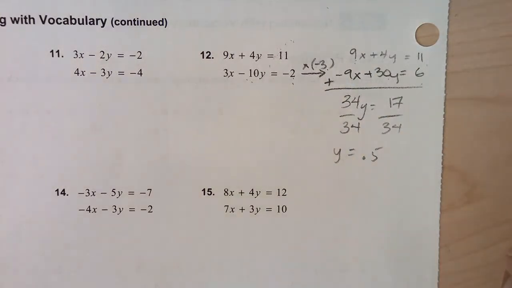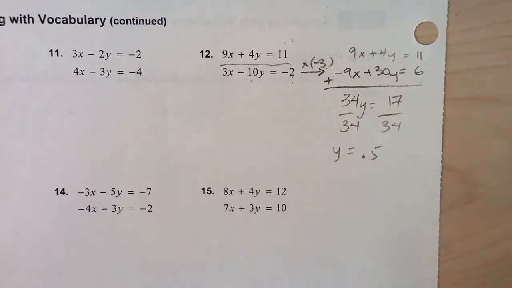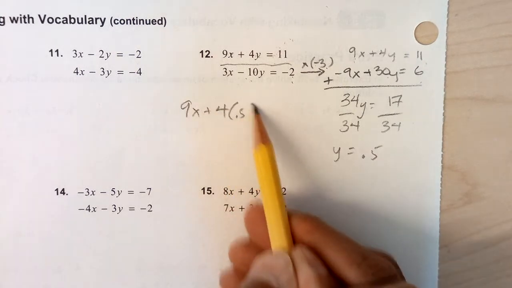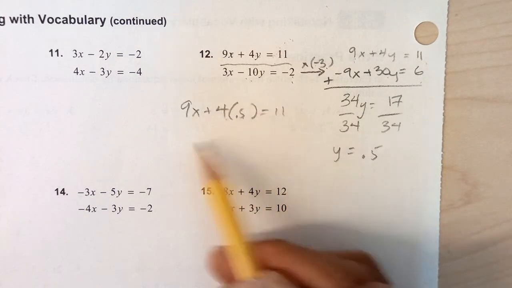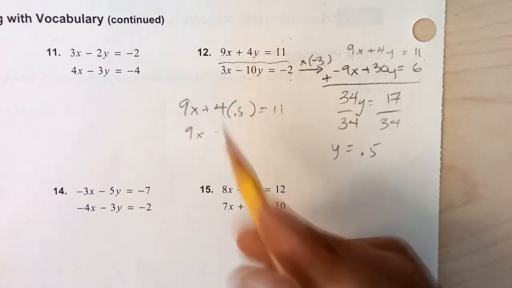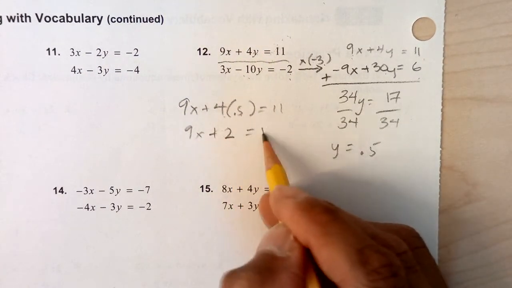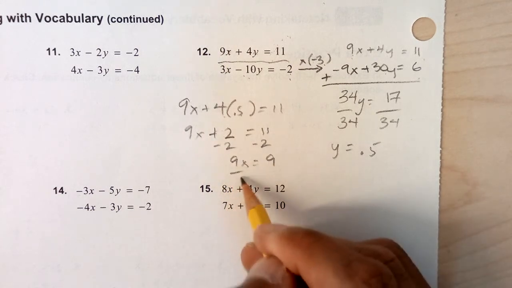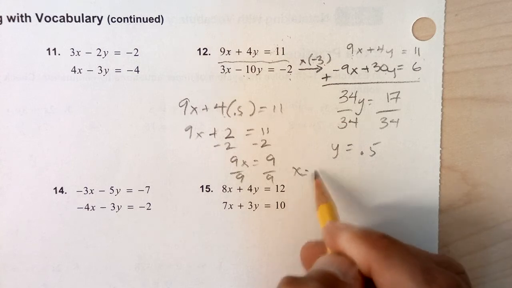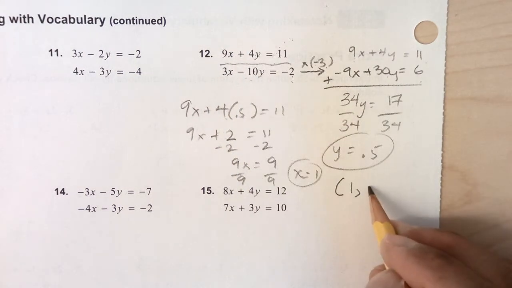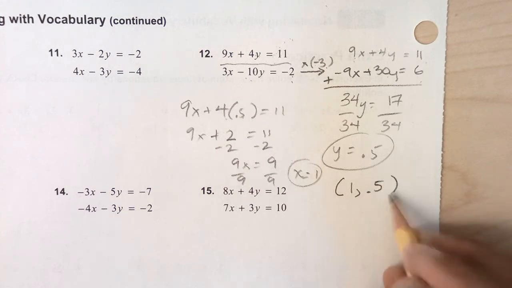I still need to find the value of x, so I can substitute that back into either of the equations. I'm going to choose the first equation. 9x plus 4 times 1/2 or 0.5 equals 11. 4 times 0.5 is 2, so 9x plus 2 equals 11. Subtract 2 from each side. 9x equals 9. If I divide each side by 9, x is equal to 1. So the solution should be 1, and then either 1/2 or 0.5.